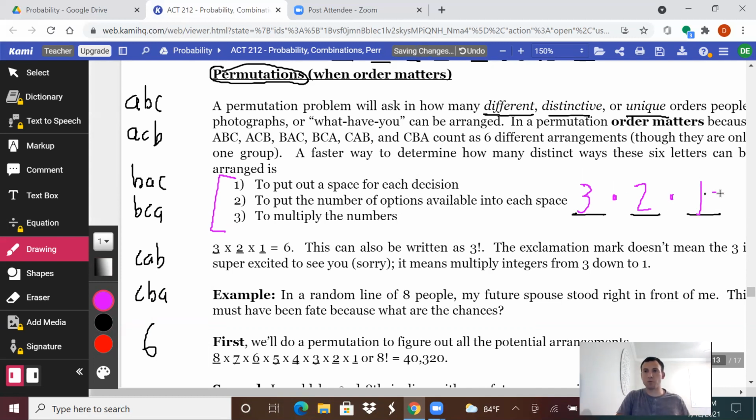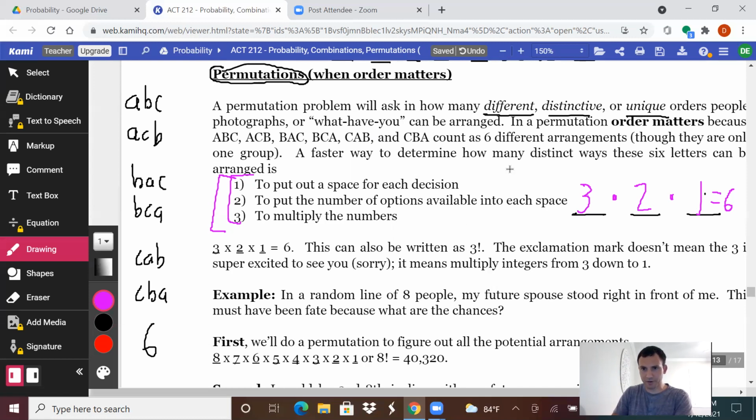3 times 2 times 1 gets us 6. So this is textbook how you would do any permutation. Just put out the spaces, options above each space, multiply it out, and you'll have your answer. And it will help you think through specifically what you know and what you don't know.